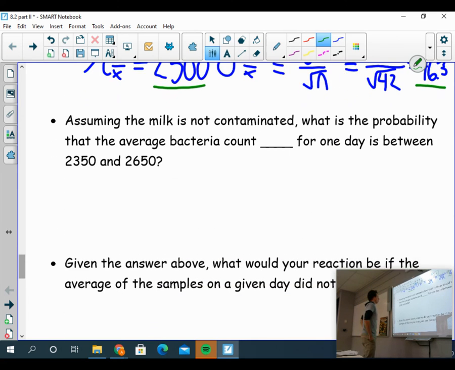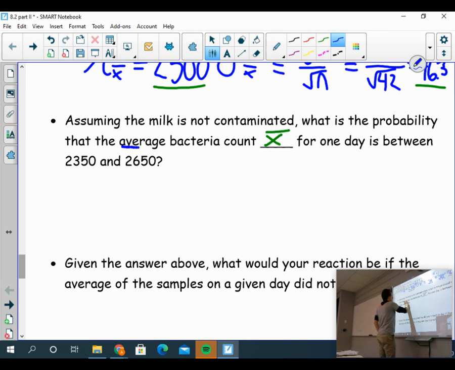So what types of questions are we going to answer? Well, assuming the milk is not contaminated, what is the probability that the average bacteria count for one day is between 2350 and 2650? Remember when we worked on this in 8.2 part 1, we looked at, are we looking at a single trout or the average of 5 trout? And that told us whether to look at the population distribution or the distribution of sample means.